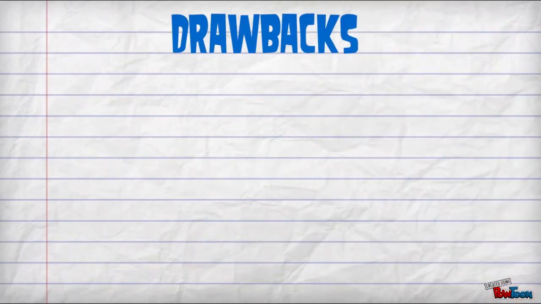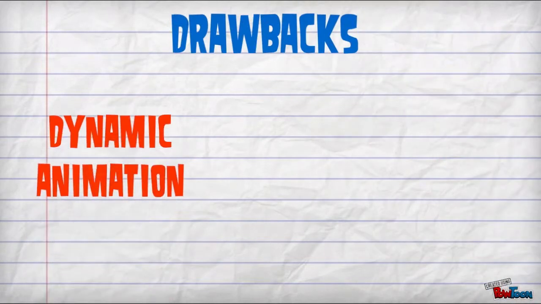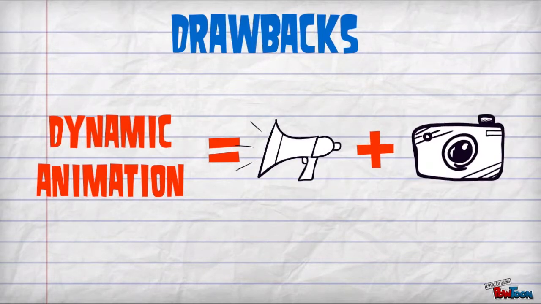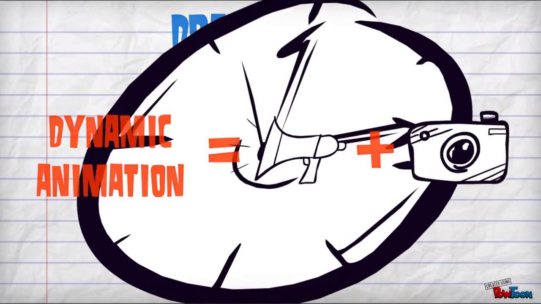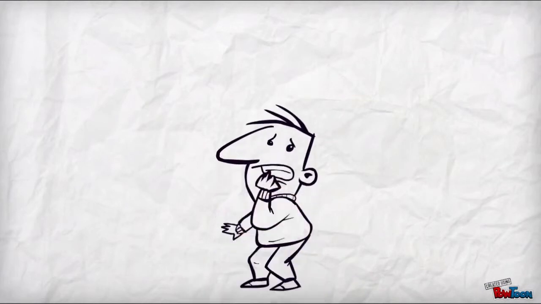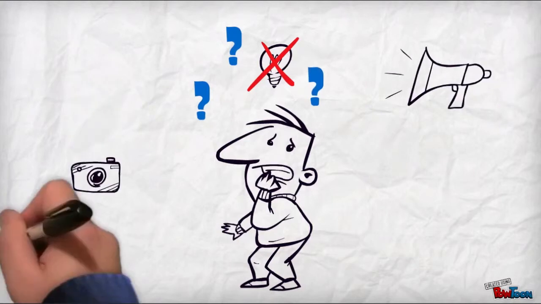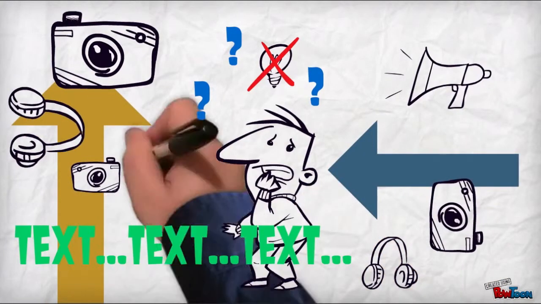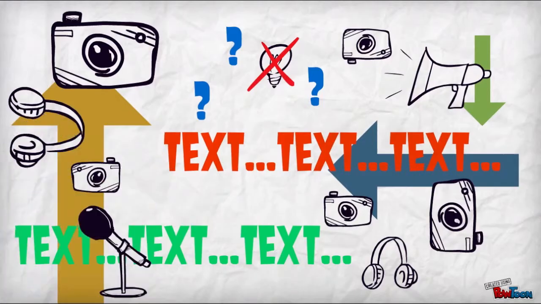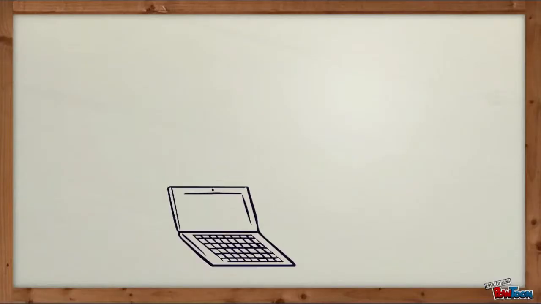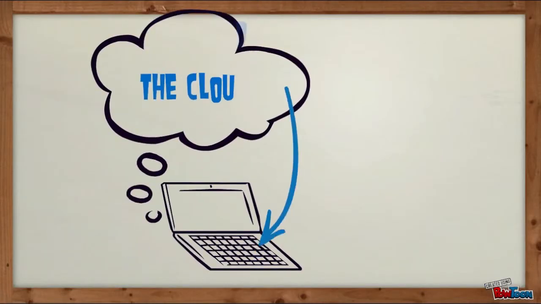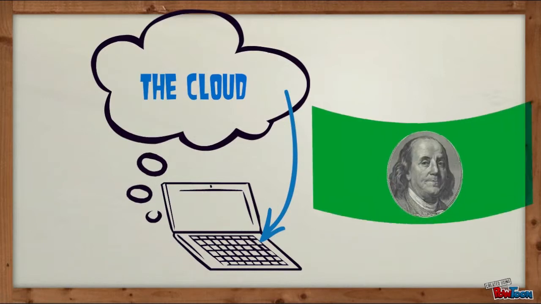PowToons' dynamic animations are also its greatest drawback. An effective animation requires an ability to combine sound and image with effective timing. Students, especially young ones, could find it difficult to effectively combine the necessary components. They may end up creating a disordered and difficult to understand presentation. The other drawback is that in order to download a video file, you need to pay some money.